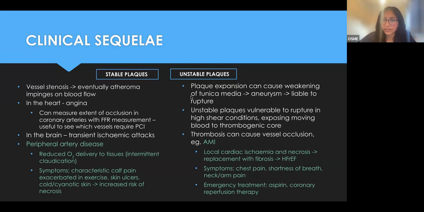Yeah, so unstable plaques are also vulnerable to rupture. So in the lumen side, in high shear conditions, and then this will expose the moving blood again to the lipid-rich necrotic core. The consequences of thrombosis we've already talked about, but again, if you want to expand on one, you could choose myocardial infarction and talk about the symptoms and treatment for those.